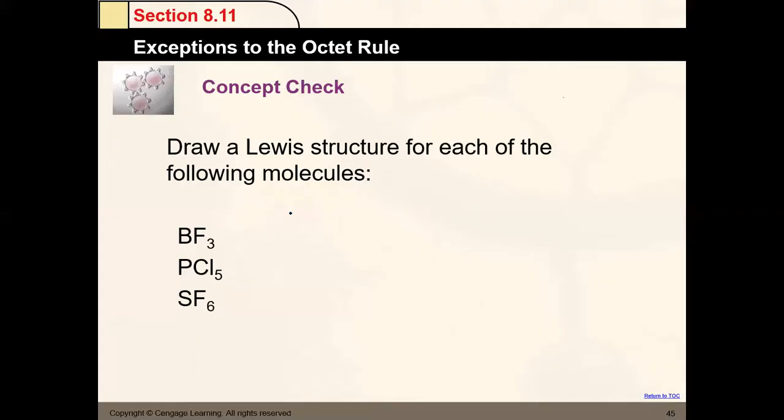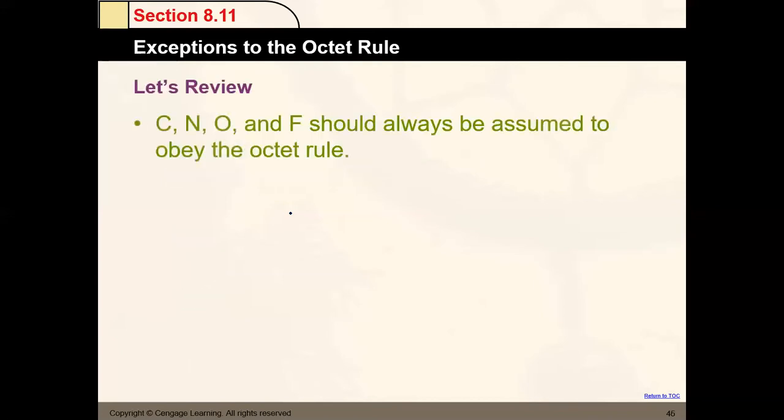Let's continue. Let's review. Here we have carbon, nitrogen, oxygen, and fluorine. They should always reach the octet, right? As we were saying, they are in level 2 on the periodic table, so they never break the octet. They don't have the d orbitals that are normally used to break the octet.